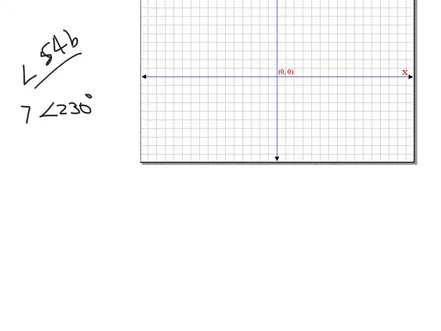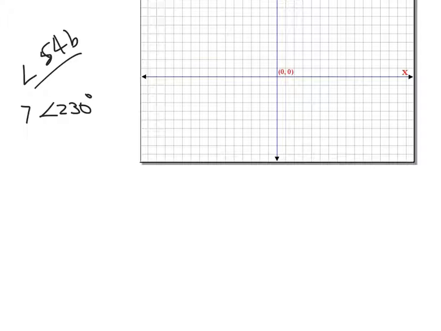So this is lesson 54B, as in boy, and we're continuing on with changing from polar to rectangular, and they give us one for our second example of 230 degrees. So 7 at 230 degrees here. Okay, so let's put our rectangular system on here, and let's put that point on there.